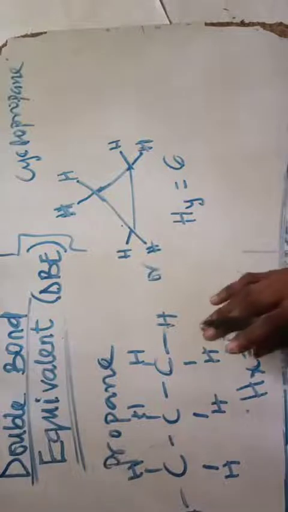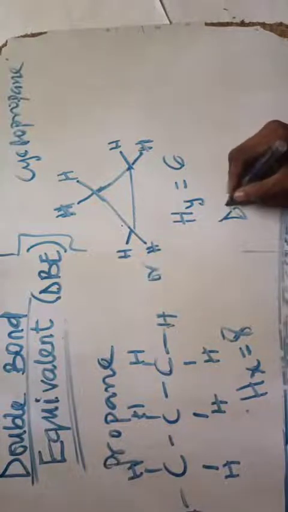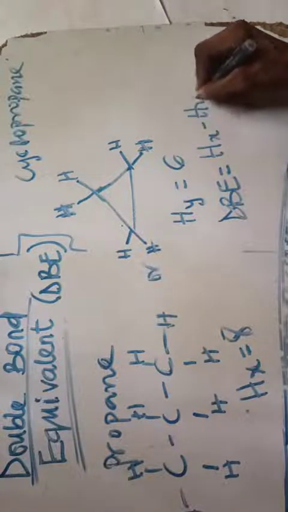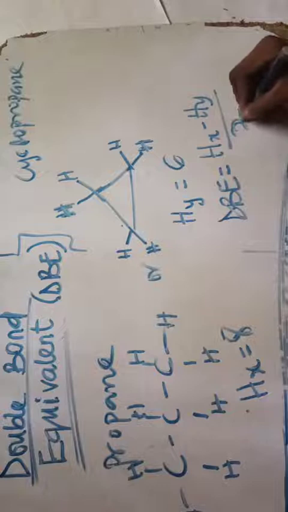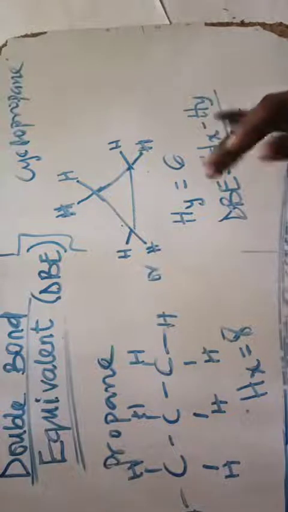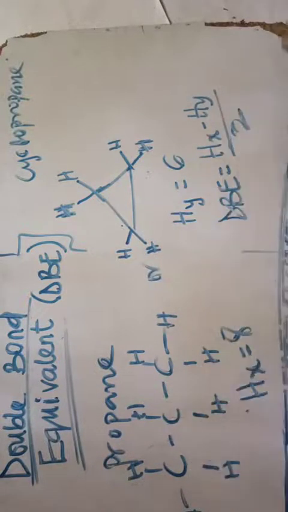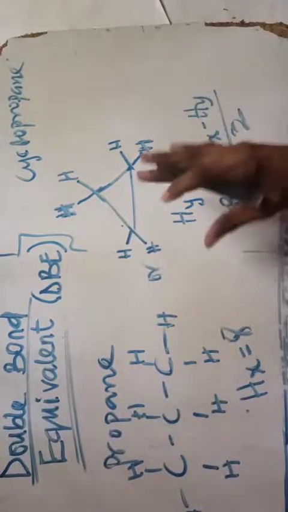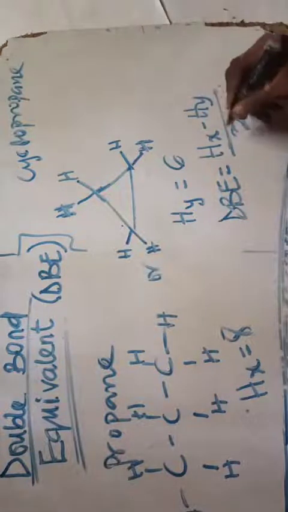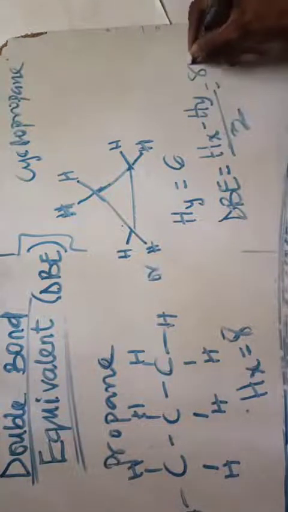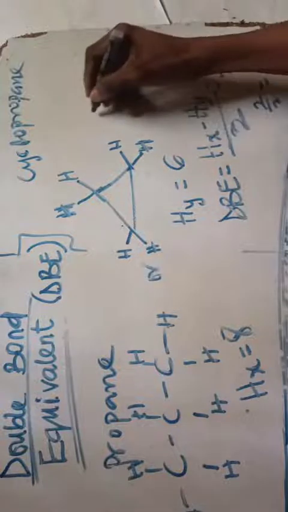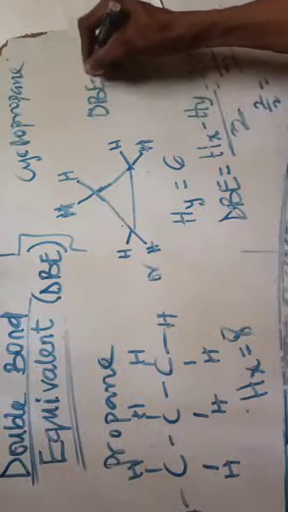So this is double bond equivalent. DBE is expressed as Hx minus Hy divided by 2, where Hx is the number of hydrogen in the acyclic, original alkane compound, compared to Hy, the one you are given to compare. So we have 8 minus 6 divided by 2. 8 minus 6 is 2, and 2 divided by 2 is 1.